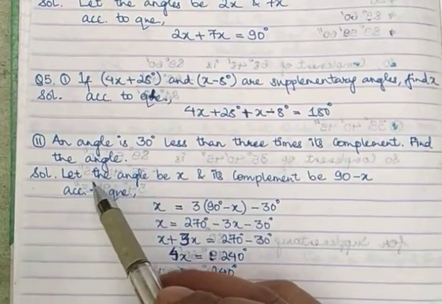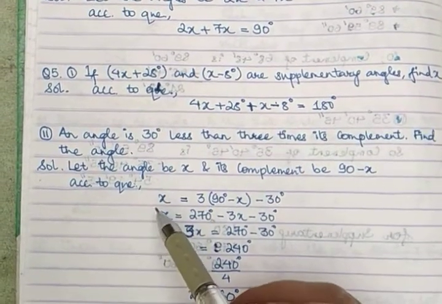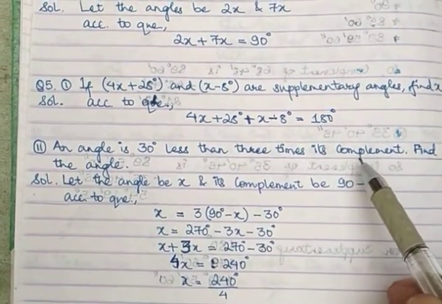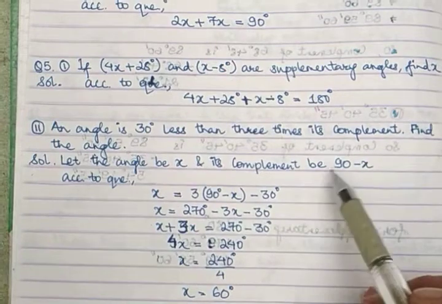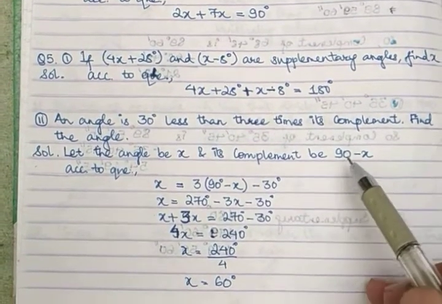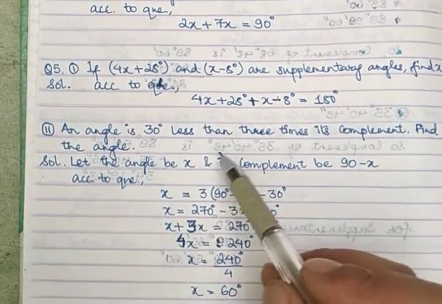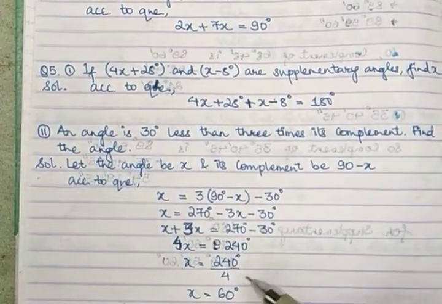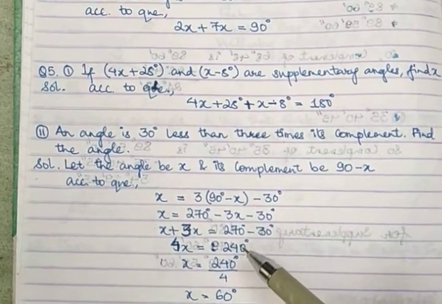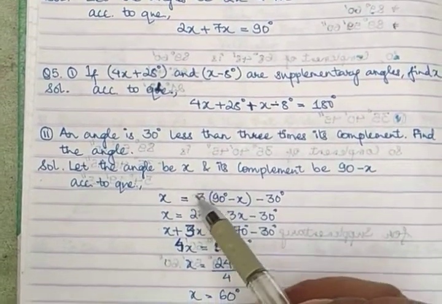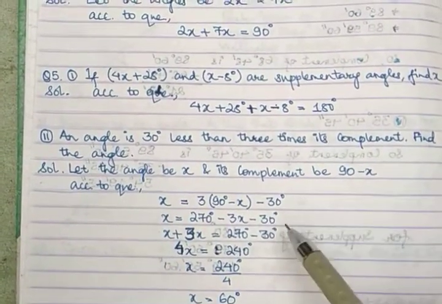So what I have done here is let the angle be x, and since we are talking about its complement as well, I have assumed its complement to be 90 minus x. Why have I assumed this as 90 minus x? Because we have already done all the basics. Whatever the angle may be, its complement will be simply 90 minus the same angle, isn't it? So that's what I have done here. See, let the angle be x and its complement be 90 minus x.